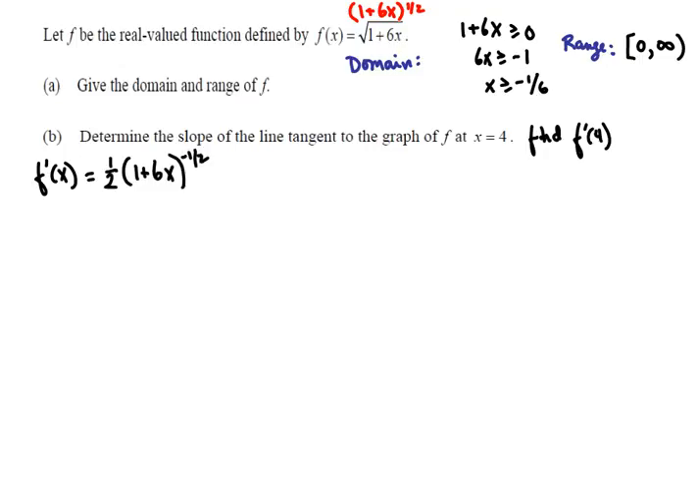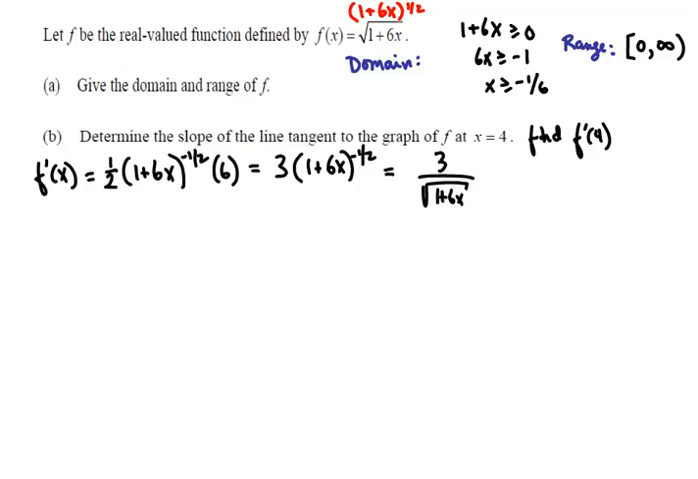So it is a chain rule. We have an outside function, which is something to the 1/2 power. We bring down the 1/2, leave the inside alone, reduce the exponent by 1, which gives us 1/2 of the quantity 1 plus 6x to the negative 1/2 power. Now we still need to multiply that by the derivative of the inside function, 1 plus 6x, and its derivative would just be 6. And so f prime of x would be 3 times the quantity 1 plus 6x to the negative 1/2, or 3 over the square root of 1 plus 6x.